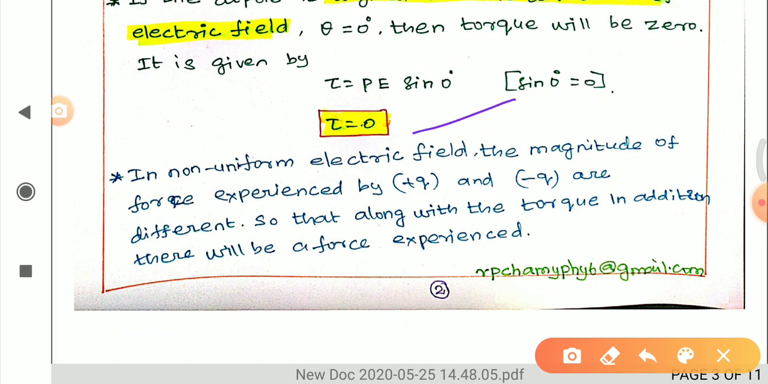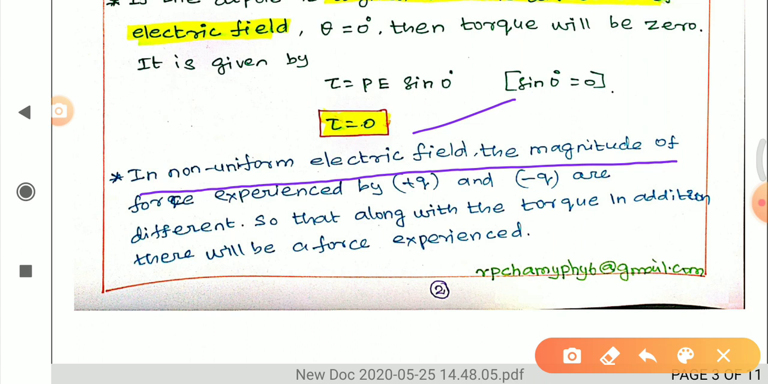Suppose the electric dipole is placed in a uniform electric field, what will happen? The net force acting on it is equal to 0. So it will result in a torque. The torque value is given by tau is equal to P E sin theta. In vector form, how can we write? Tau vector is equal to P cross E.